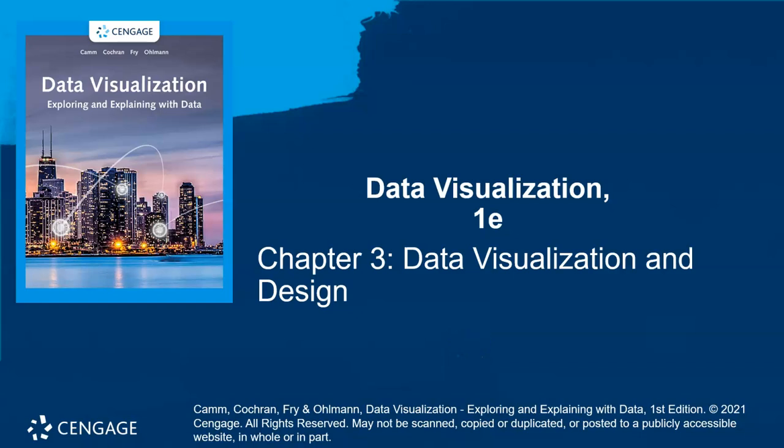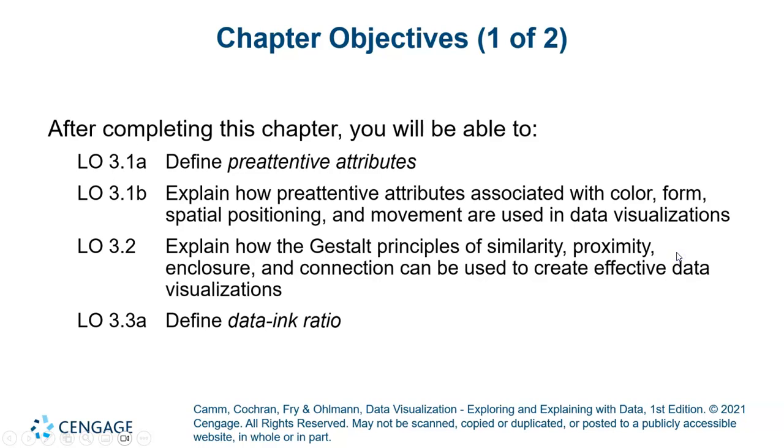Dear students, so today we will discuss chapter number 3. Chapter number 3 is related to data visualization and its design. So in this chapter, we are going to define pre-attentive attributes, and how these pre-attentive attributes are related to color, forms, spatial positioning, and movements, and used in data visualization. And we will also discuss a very famous principle called Gestalt principles. It was named by German scientists, talking about similarity, proximity, enclosure, connections, and effective data visualization.